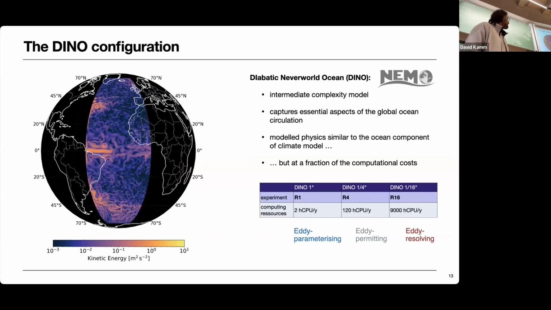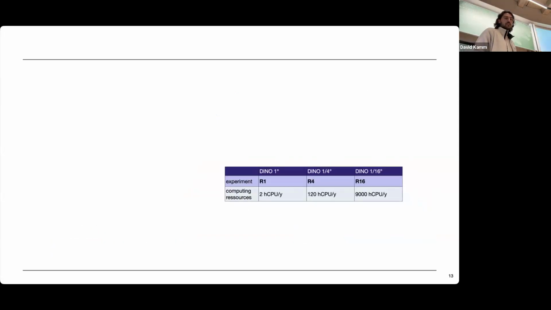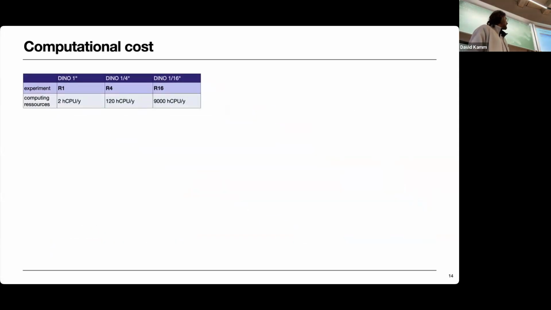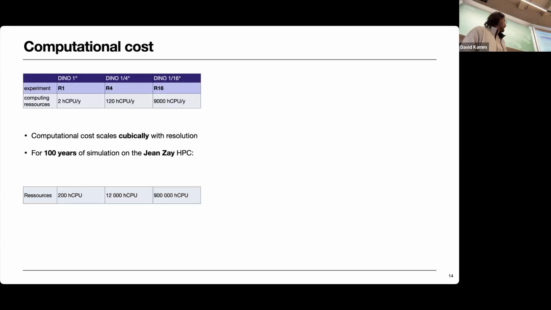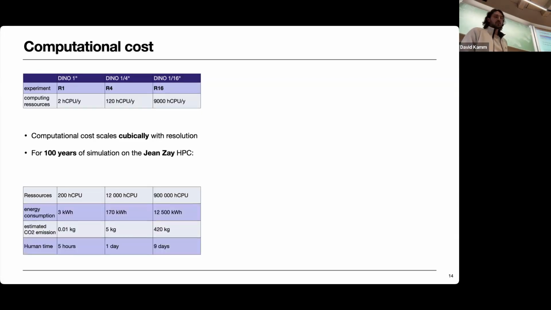I want to spend just 1 minute on this computational cost here, because as you see, it's still quite expensive. The computational cost scales cubically with the horizontal resolution. So at highest resolution, we still need about 9,000 CPU hours per simulated year. What does that mean on our machine in France, the Jean Zay HPC? It means that for 100 years of simulation, we would need at highest resolution 900,000 CPU hours, which is quite expensive in terms of energy, in terms of carbon, but also in terms of human time.